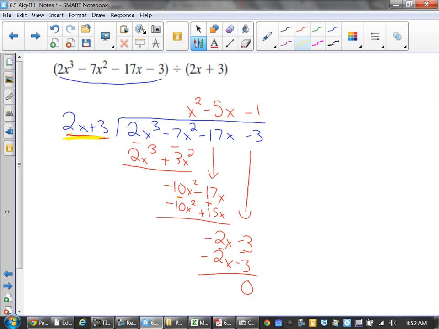Wait, what did you do with the negative 1? I wanted to turn the 2x into a negative 2x, which means I multiply it by negative 1. I distribute it out, I get negative 2x minus 3. When I subtract it, they go away.